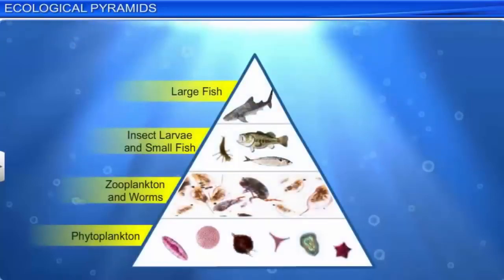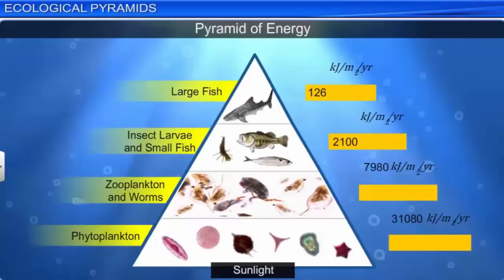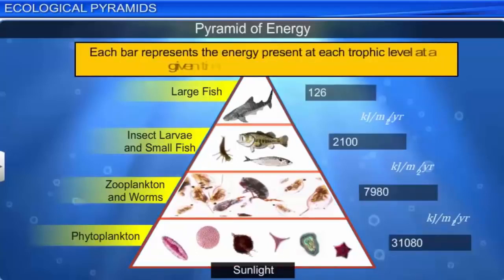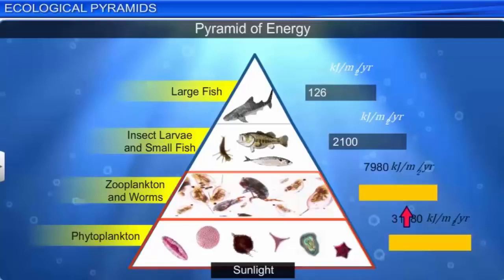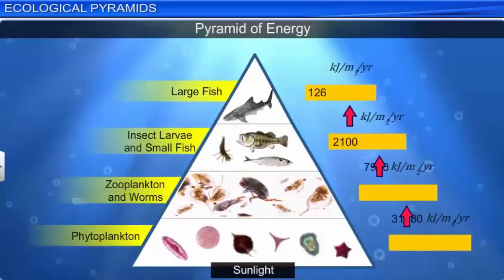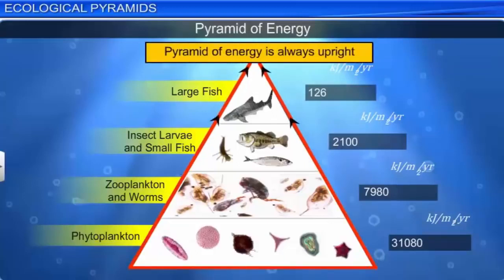Finally, a pyramid of energy is a graphic representation of the amount of energy trapped per unit time and unit area at different trophic levels of an ecosystem. Each bar in a pyramid of energy represents the energy present at each trophic level at a given time or annually per unit area. Energy is always higher at lower trophic levels, that is, the producer, and flows to higher levels. Moreover, some energy is used for the metabolic activities of organisms, and some energy is dissipated as heat in the process. That is why a pyramid of energy is always upright and never inverted.